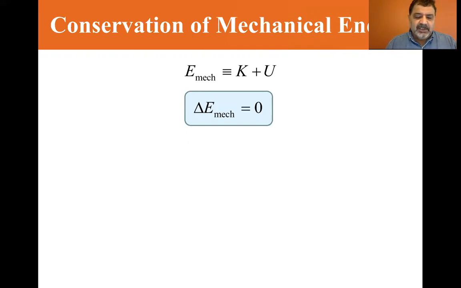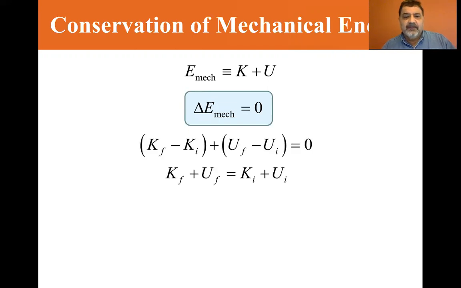We write the changes in energy explicitly. So kinetic energy final minus kinetic energy initial plus potential energy final minus potential energy initial all equals zero. You sum all those together and you get zero. So looking at the final and the initial states, the final kinetic energy plus the final potential energy has to equal the initial kinetic energy plus the initial potential energy.